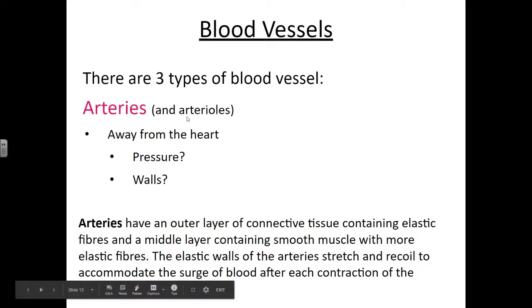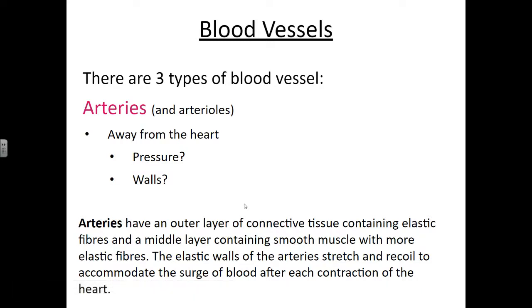Arteries have quite thick walls, so they have an outer layer of connective tissue. If you think of a wire, it's got the outer flex, and then it's got the inside bit. So in an artery, the very outermost bit, the covering, has elastic fibers. In the middle of the wall, it has smooth muscle with a little bit more elastic fiber. And then on the inside, it has what's called the endothelium, the layer that would be in contact with the blood.